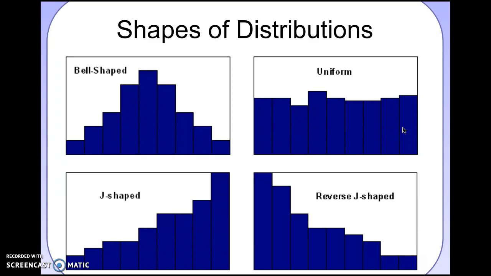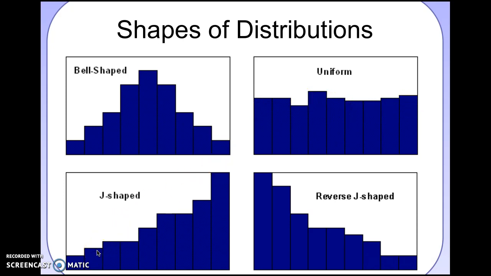Knowing the shape of a distribution can help you determine appropriate statistical methods to analyze that data. On this slide, you'll see that there are 4 different types of distributions. You have the bell-shaped distribution where you have a peak, one peak. Then you have the uniform distribution. This is flat or rectangular.